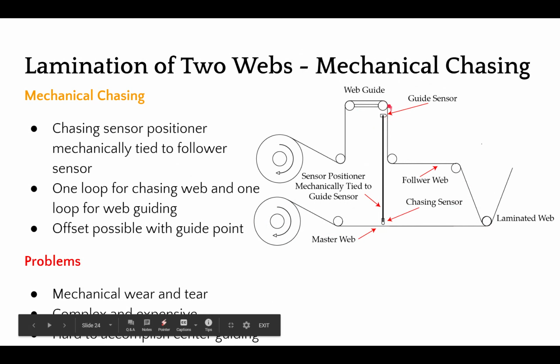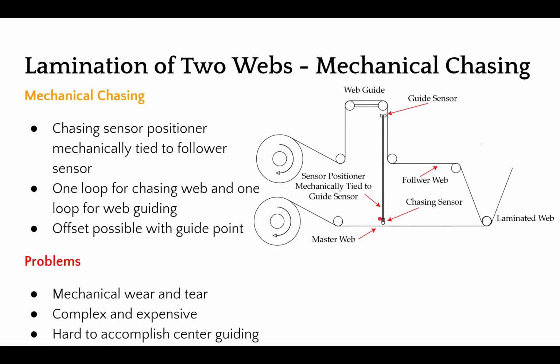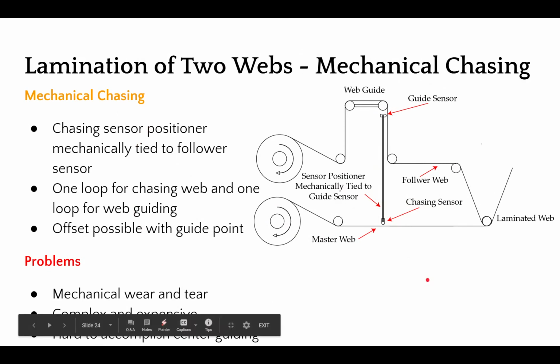follower web. And what it's going to do is this sensor is going to have a control loop that is going to move the linear positioner. In this case, it's going to be in and out of this plane of our monitors here. And it's going to move the positioner so that this chasing sensor will match with the master sensor. When this is moved and this is connected to the guide sensor, this guide sensor is also moving in tandem with the chasing sensor. Essentially, we're changing the guide point of this. And this is called a mechanical chasing application.